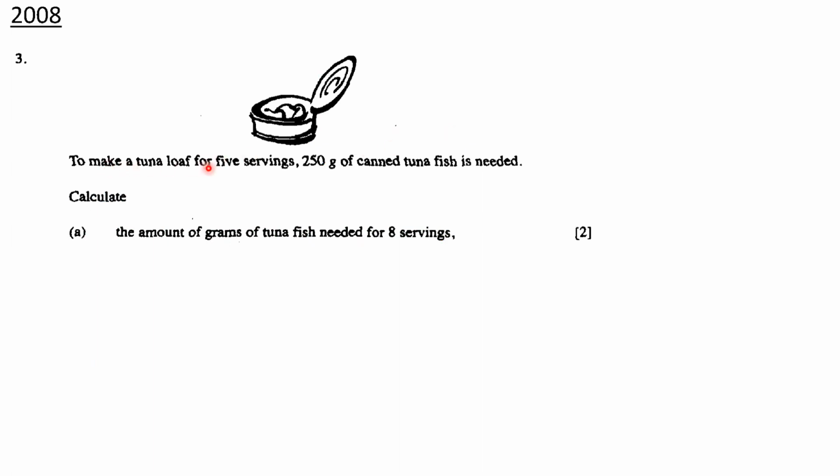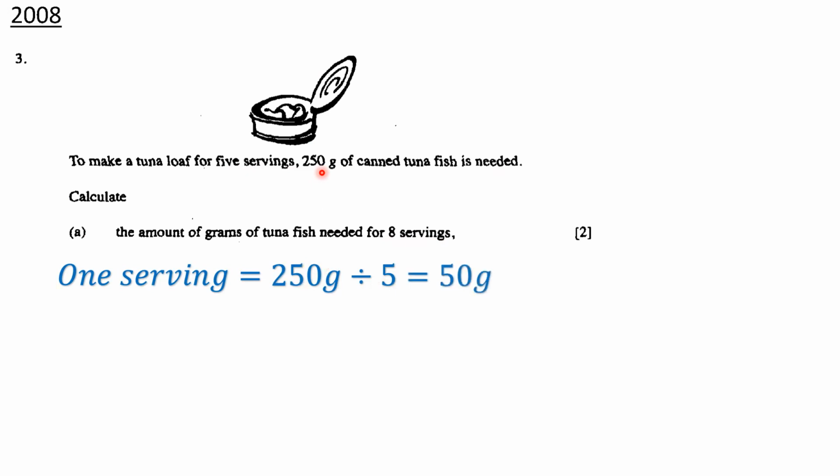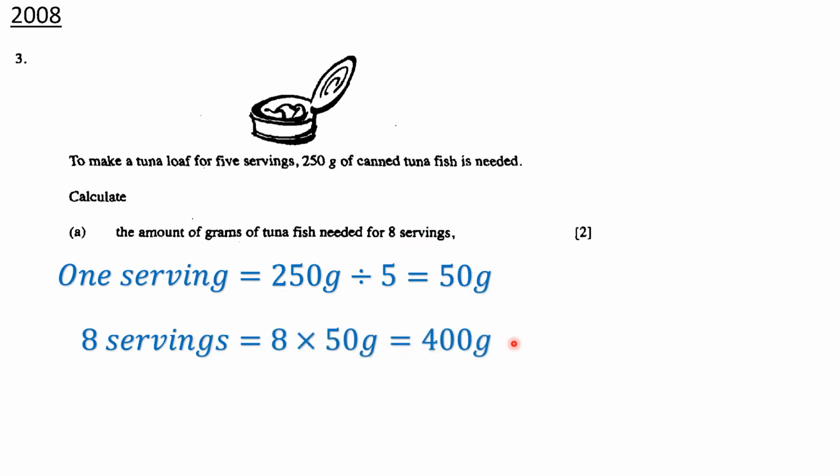Okay, to make a tuna loaf for 5 servings, 250 grams of canned tuna is needed. Calculate the amount of grams of tuna fish needed for 8 servings. We did a question like this before. To figure out one serving, it's going to be 250 grams divided by 5. Why? Because we know that 5 servings is 250 grams. And so if we divide, we get 50 grams. So 1 serving of this tuna fish is 50 grams. Now we want 8 servings, so it's going to be 8 multiplied by 50, which is 400. So 400 grams is 8 servings.